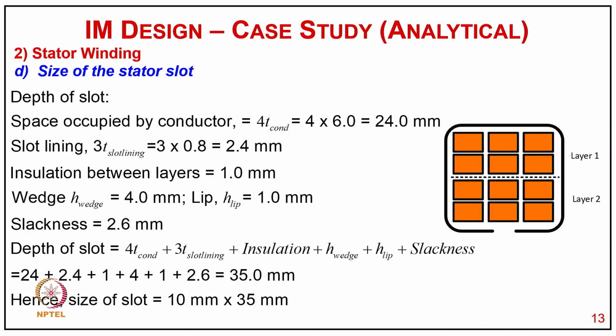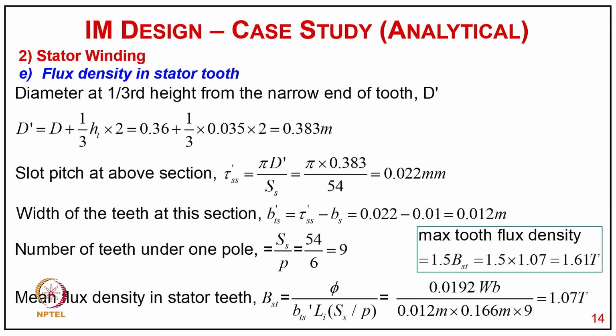So here the size of the slot comes as a rectangular slot, 10 millimeter into 35 millimeter. Now coming to the flux density in stator teeth, because that also becomes a very important design criterion to avoid excessive saturation of the teeth. So we consider the diameter at 1/3 height from the narrow end of the teeth, which we already considered in the last few lectures. D dash equal to D plus 1/3 ST into 2, so putting in the value, it comes 0.383 meter. And the slot pitch at the above section, T SS dash, is pi D dash upon SS, so keeping the value, it comes 0.022 meter.